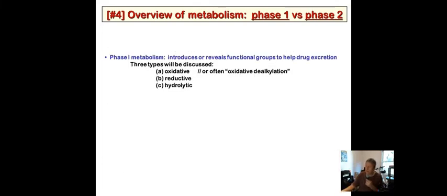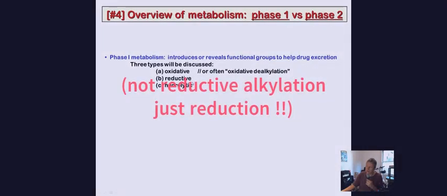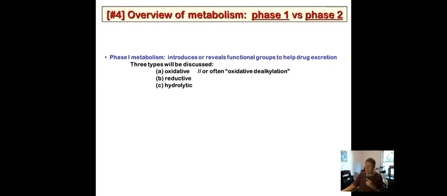Okay, so let's get into phase 1 metabolism. It introduces or reveals functional groups that help drug excretion. The three types that we will discuss are oxidation or oxidative metabolism. Specifically, oxidative dealkylation is seen a whole bunch, and we'll see several examples of that. Reduction, maybe like a ketone to an alcohol, and also hydrolytic reactions, and that is hydrolysis of an amide or ester.